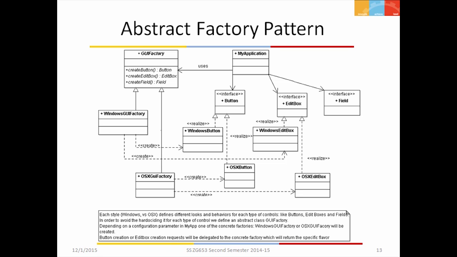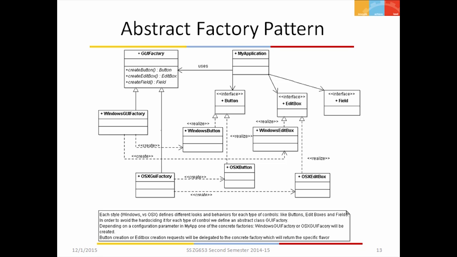In this example I have shown interface. So there is an abstract interface, or well, interfaces are all abstract. So there is an interface called button, and there is a concrete class Windows button that implements this button interface, and this Windows button is created by Windows GUI Factory. Let's look at the OS X GUI Factory. This OS X GUI Factory creates OS X type button, OS X type edit box, and OS X type field. Now OS X, as you know, is for Mac operating system, and Windows is for Microsoft Windows.